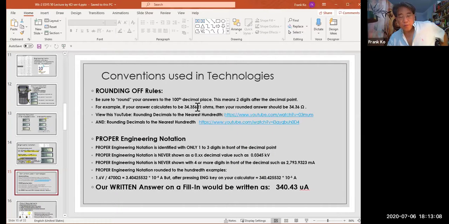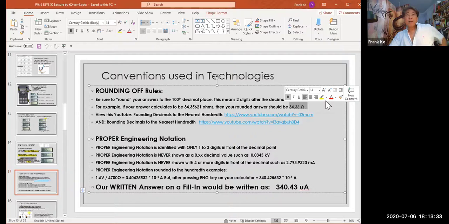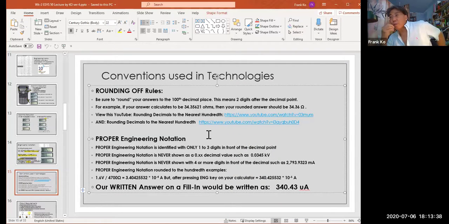See, the rounding convention is 0 to 4, leave alone. 5 and up, round up, right? And that third digit's a 6. It's above 5. So you have to round up the 0.35 to become 0.36. And that's why on the slide, the rounded answer is shown as 34.36. Now, the lower half of this slide goes to talk about proper engineering notation. And it cites 4 bullet points.